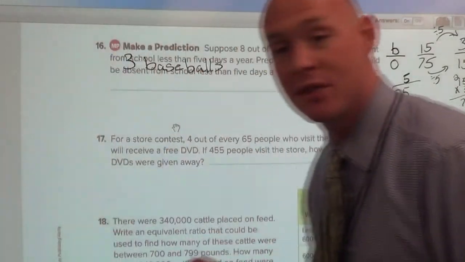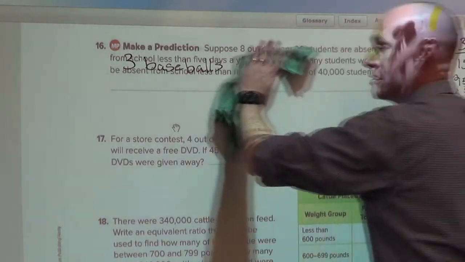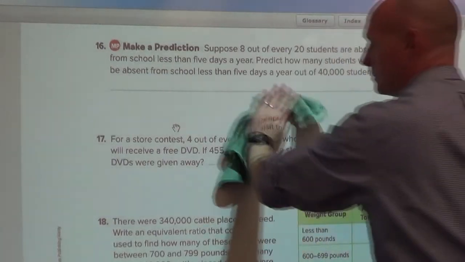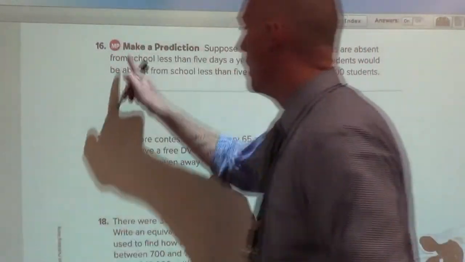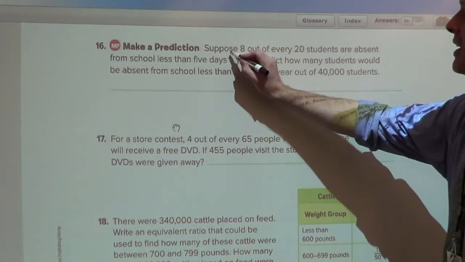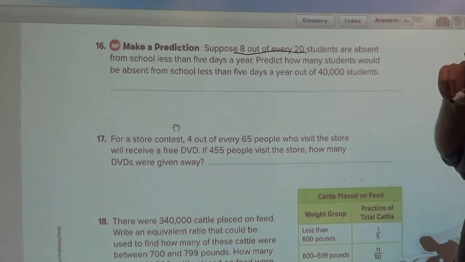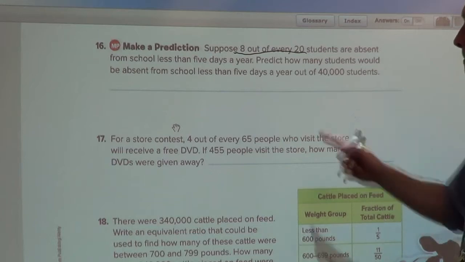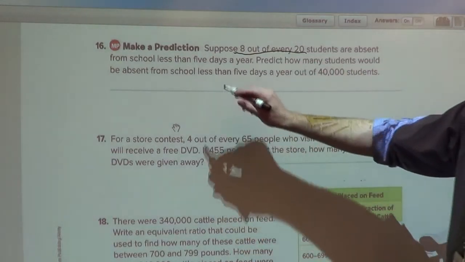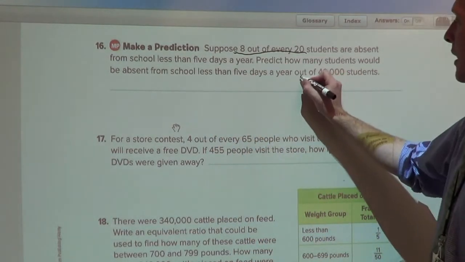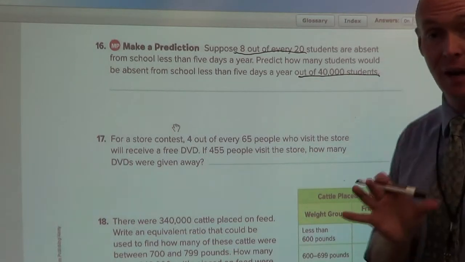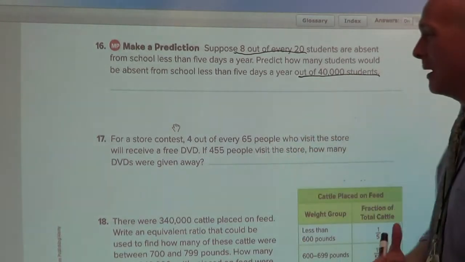Now this next one uses some rather large numbers, but it's going to be done the exact same way. Make a prediction. Suppose 8 out of every 20 students are absent from school less than 5 days a year. Predict how many students would be absent from school less than 5 days a year out of 40,000 students. Okay, so big number, but again, just set it up the same way.